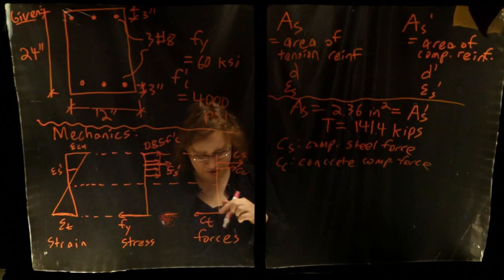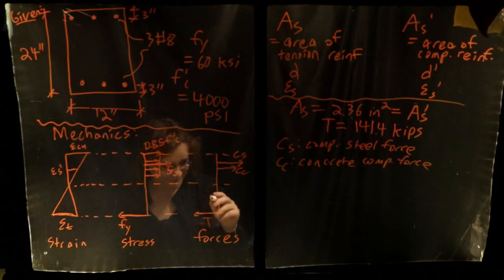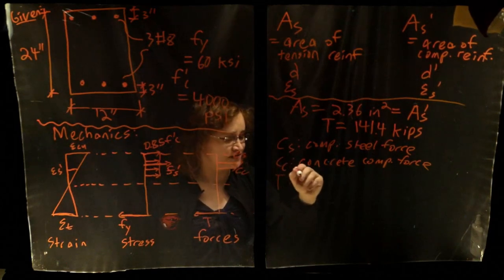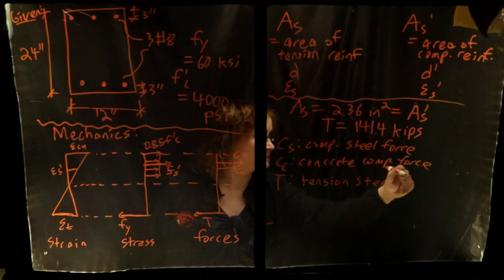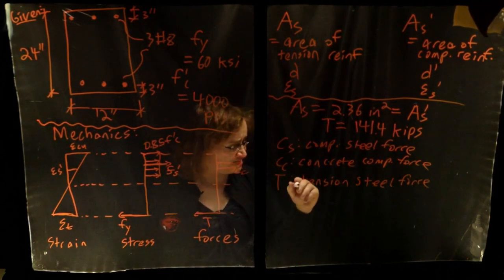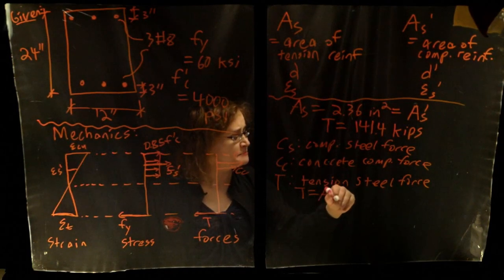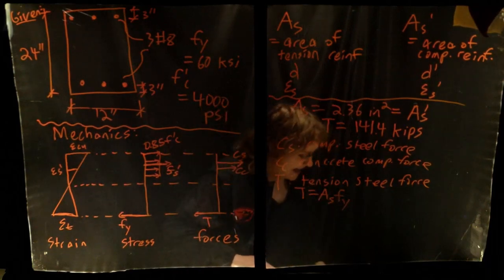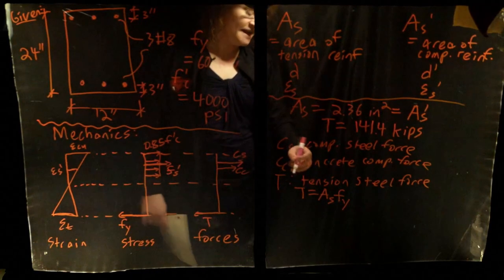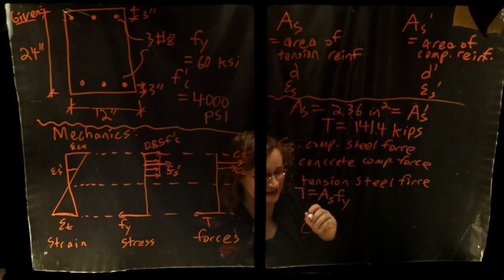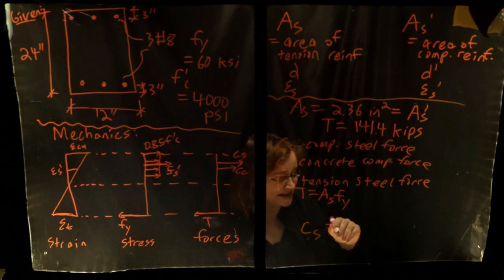And T, or actually that shouldn't be C sub T, sorry, that should just be T. Helps if I label things properly. T is our same tension steel force. And as long as the steel has indeed yielded, then we'll have T equal to AS, the area of that steel, times FY. Now, it might be tempting to just say, oh, well, this isn't too hard. If T is equal to ASFY, could C sub S, the force in the compression steel, be equal to AS prime FY?